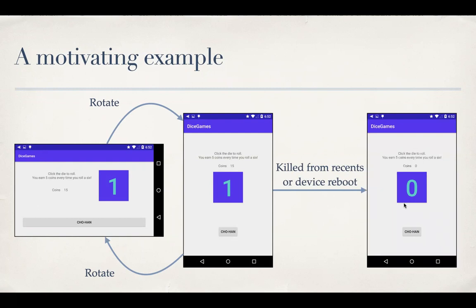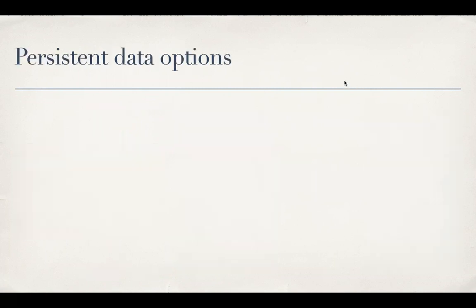Now, it may be okay for the die to go back to 0, and similar UI cases in many apps. But here, the number of coins, which is usually a game score, things like that, you would want to keep them and show them back when the user returns. Okay, so that is the motivating example for looking into shared preferences. So we'll see how to fix that.